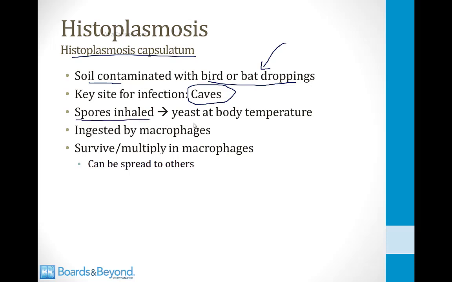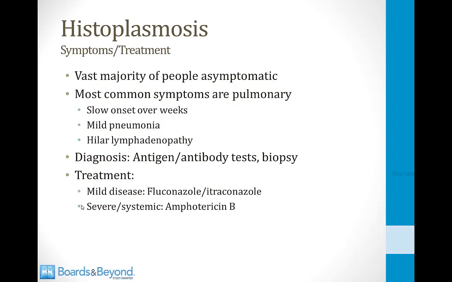Humans inhale spores and then it becomes a yeast at body temperature, and once it gets inside the body it's ingested by macrophages. And you can remember that tuberculosis is also ingested by macrophages. So histoplasmosis is similar size, it's taken up by the same cells, and so it makes sense that it also causes granulomatous inflammation just like tuberculosis. Once this fungus gets inside macrophages, it can survive and multiply and then eventually spread to other macrophages in the lungs. The vast majority of people who are exposed to histoplasmosis are asymptomatic, and this is true for all the fungal pneumonias.